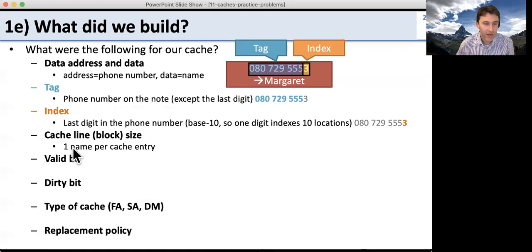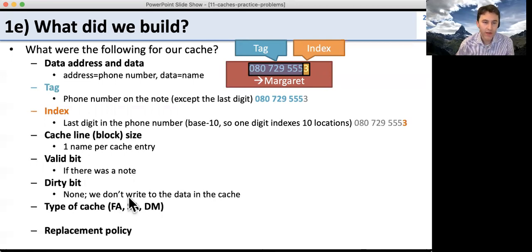What was the cache line size? Well, it was one name per cache entry. Our valid bit: if the drawer was empty, then it was invalid. Our dirty bit: well, we didn't have any. We never wrote to the data. We never changed the name once somebody was in the cache, so we didn't have to keep track of whether it was dirty.